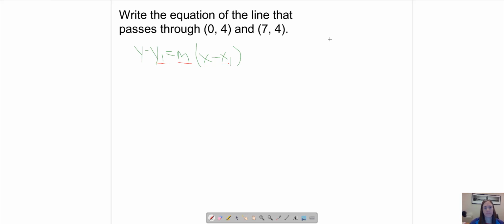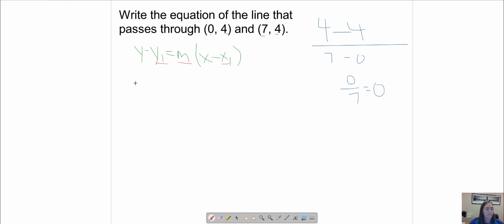To find the slope, we're going to use these 2 points, and we're just going to subtract the y's. So that's 4 and 4. We're going to say 4 minus 4, and then we subtract the x's. So that's going to be 7 minus 0. So 4 minus 4 is 0 over 7 minus 0, which is 7, and that equals 0. So that's your slope. Now what kind of line has a slope of 0? Horizontal. But I'm still going to put it in the point-slope form so you can see it.